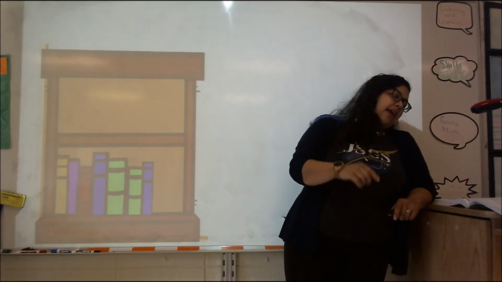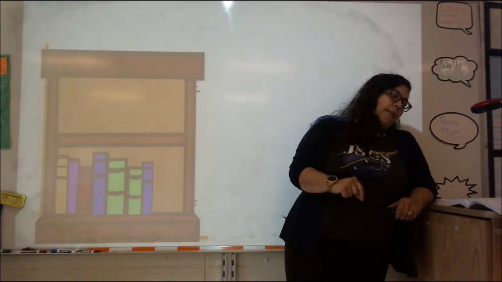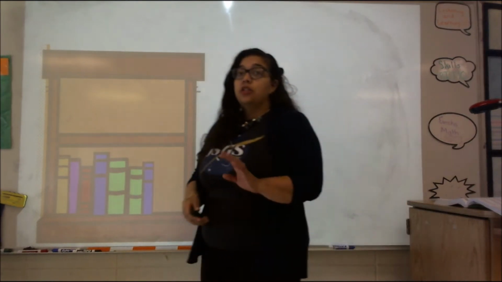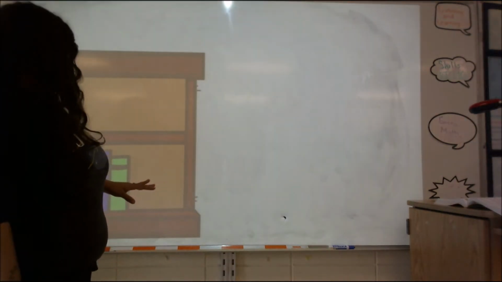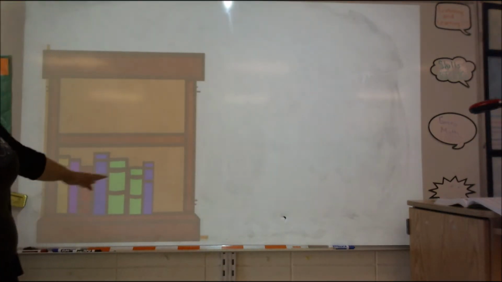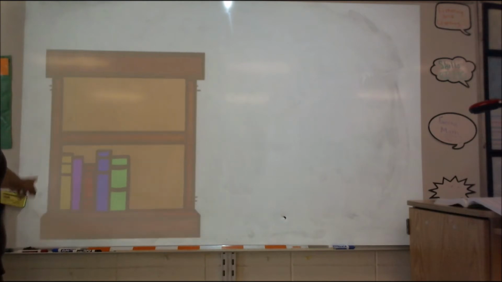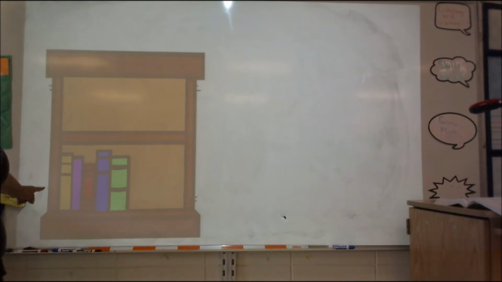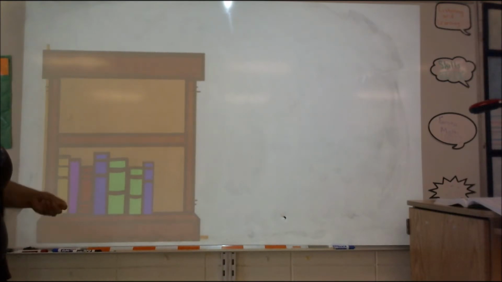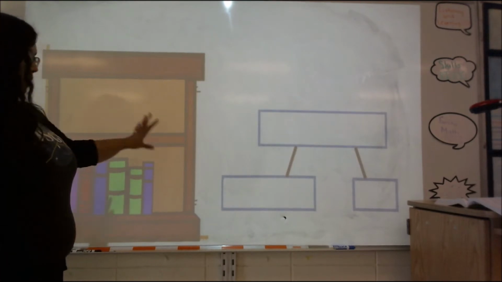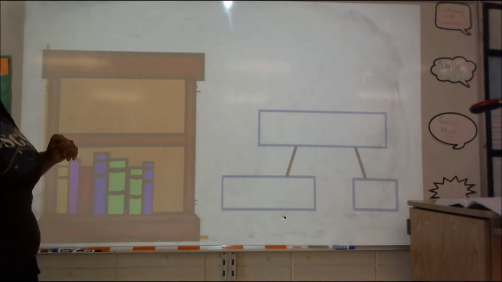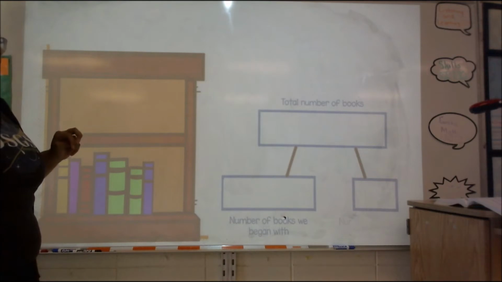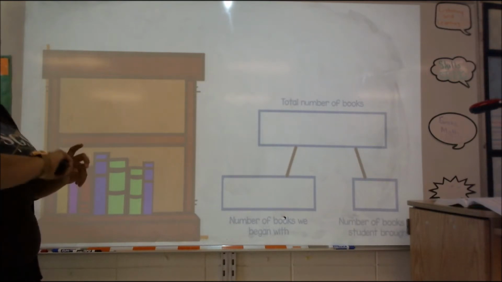Good. Let's make a number bond to figure out how many more books the students brought. Remember, we went from 5 to 7. So in making our number bond, we set up our number bond. We're going to draw pictures in our number bond today. We know the number of books we began with. We know the total number of books. And we want to find out the number of books the student brought.